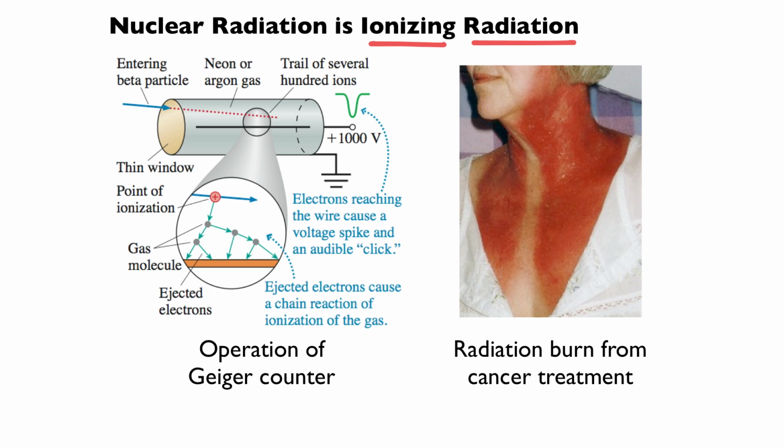Okay, this is a radiation burn from a cancer treatment right here. And you can see it just looks like a sunburn, except it's a sunburn that basically goes all the way through. It can go deep. And that's another thing that's kind of scary about it. But we also use the ionization to detect it in a Geiger counter. And you're going to use a Geiger counter in the lab to detect the radiation emitted by unstable isotopes.